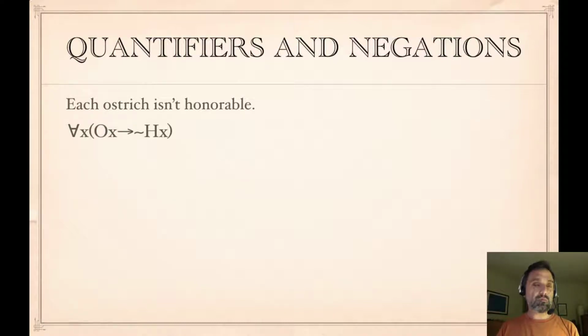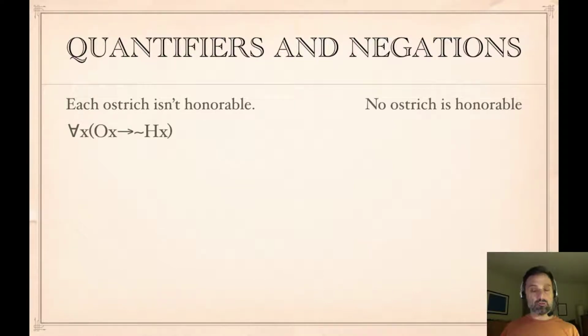We have each ostrich, that's our determiner phrase. Isn't honorable is our verb phrase. Each gives us a universal and a conditional. And then the noun phrase from the determiner phrase is symbolized in the antecedent. So we symbolize ostrich in the antecedent, so we symbolize OX. The verb phrase is isn't honorable, and so that's going to be symbolized in the consequent. So we're going to symbolize isn't honorable, and that's not HX.